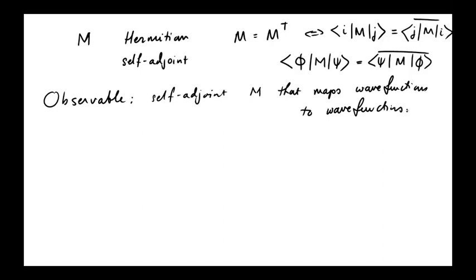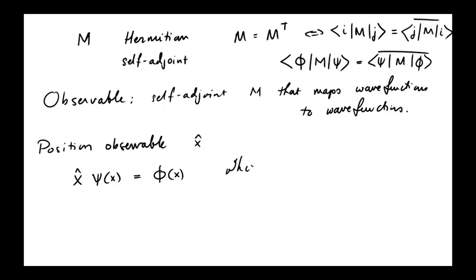So for example, there's a position observable x hat, and the way x hat works is, when it's applied to a wave function psi of x, it gives us some wave function phi of x, where phi of x is just x times psi of x. Okay, so where did this come from?